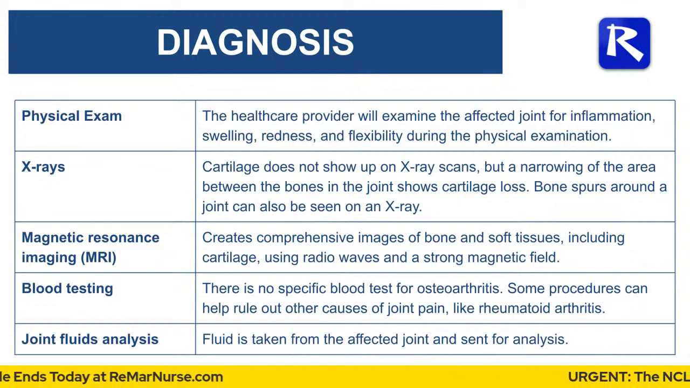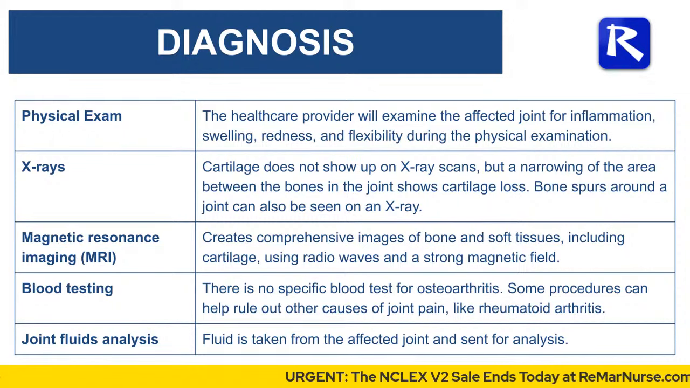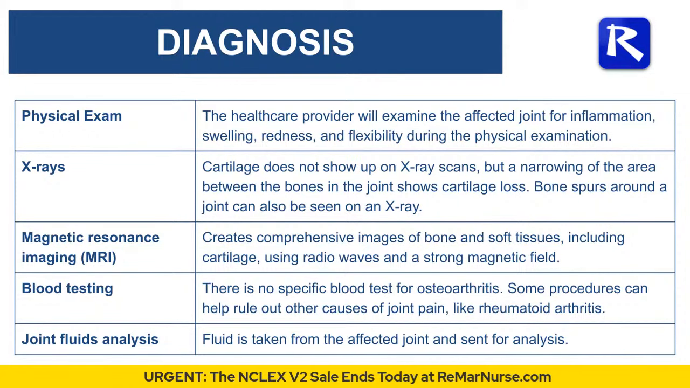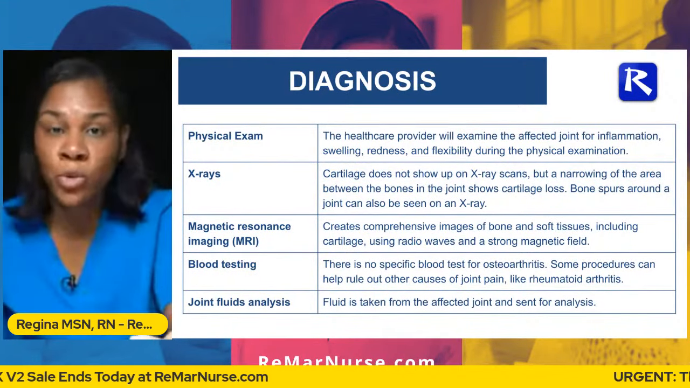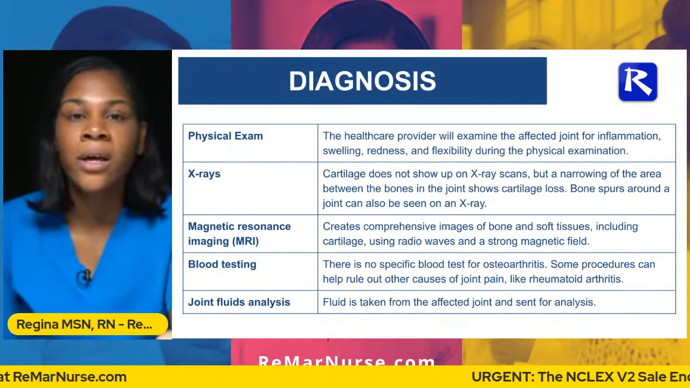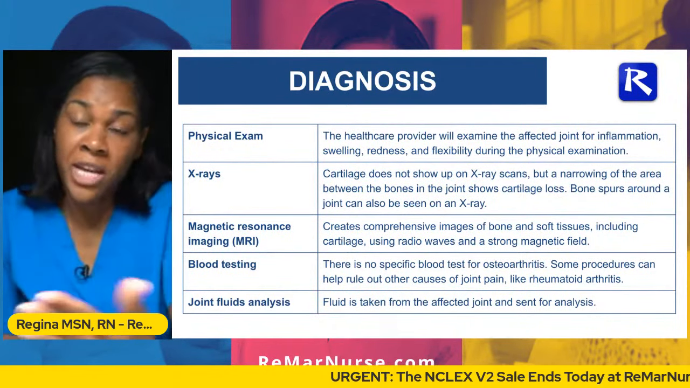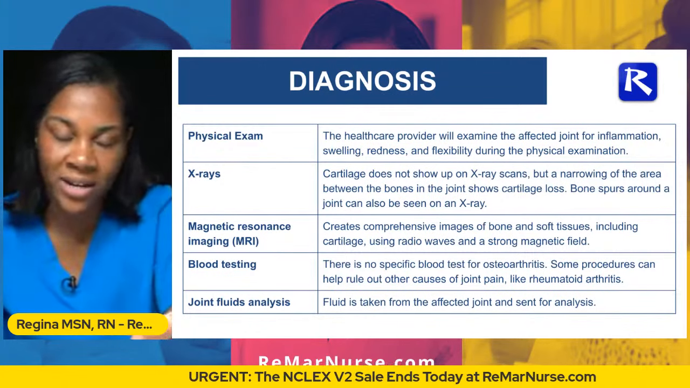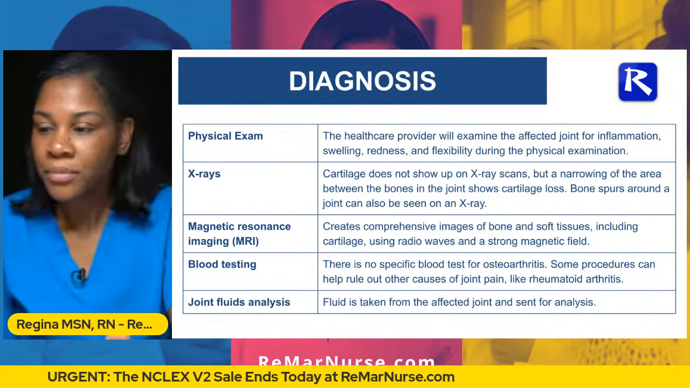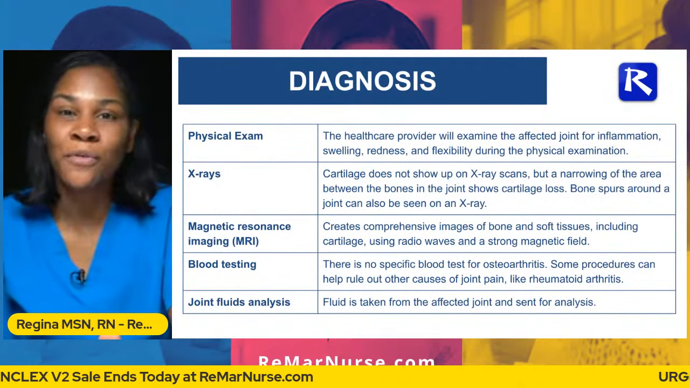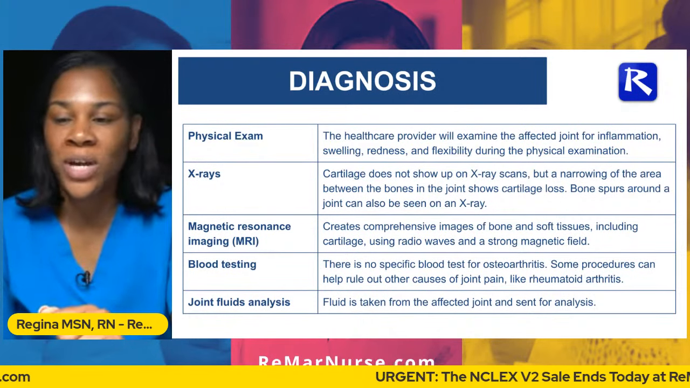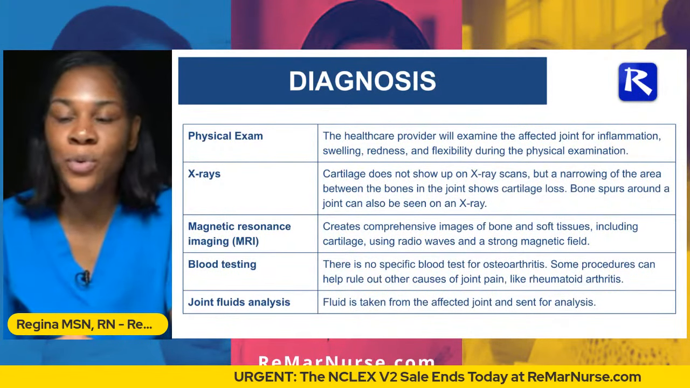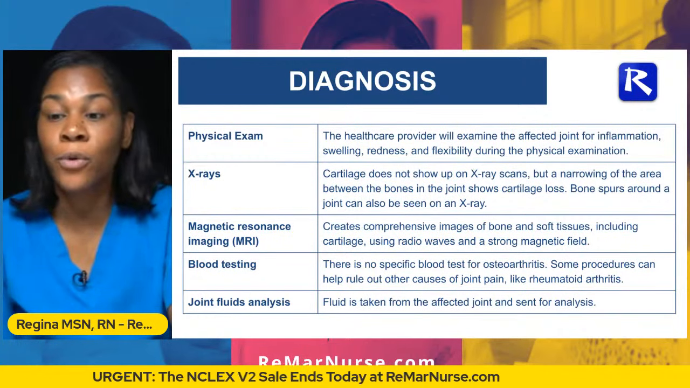Blood testing. Now, is there a specific blood test for osteoarthritis? No. It is a test that will be done, though, to rule out other conditions like rheumatoid arthritis, because there is a test that can point a doctor in the direction of whether a patient has rheumatoid arthritis or osteoarthritis. So understand that. And then sometimes they will do a fluid analysis by injecting a very long needle into the joint space to take the synovial fluid from that space and send it for analysis.